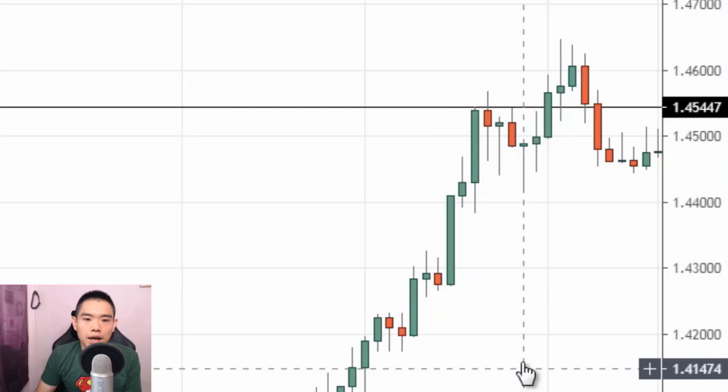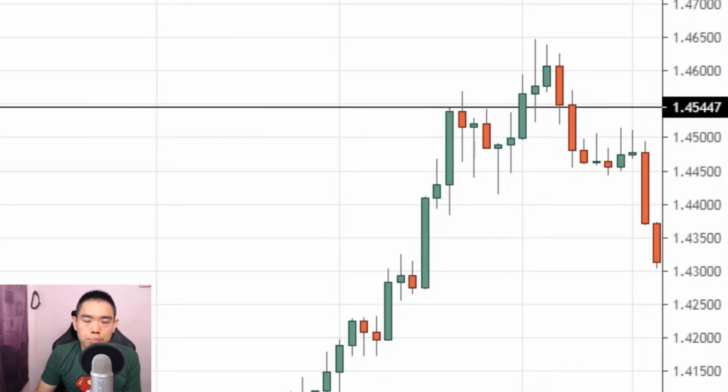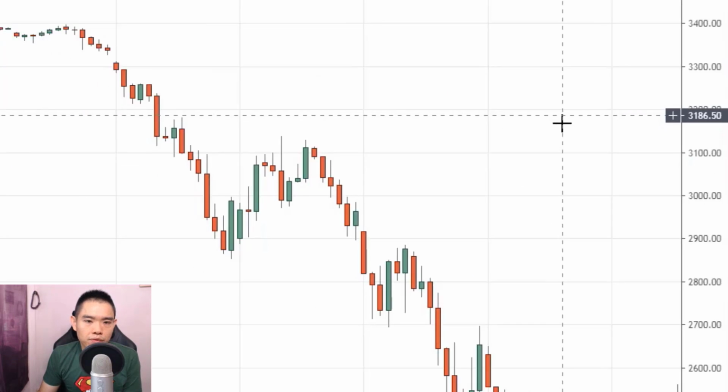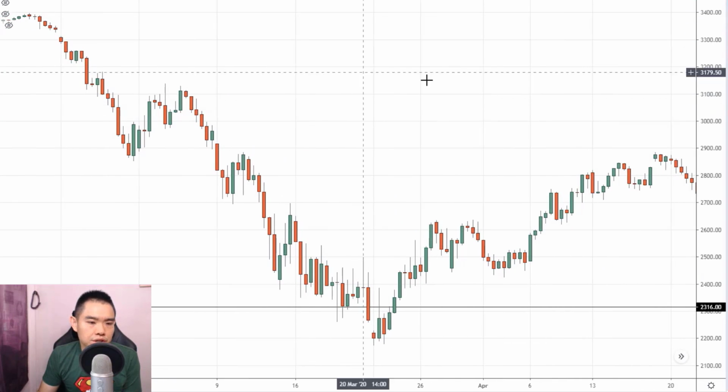And again, your entry could just be the break of the swing low, could either be this low or this low over here. For stop loss, you can reference this swing high here, or this swing high here, depending on how conservative you want to be. Okay, so this is what I mean by the break of structure. So, one more example before we move on to the next price action technique.